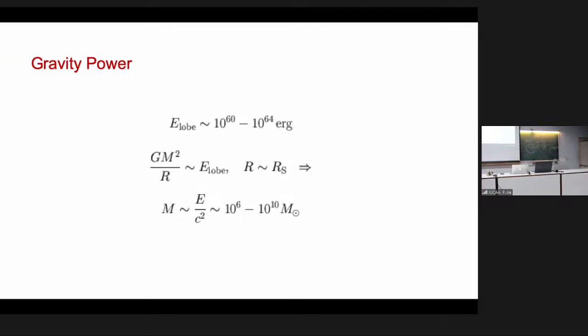Which means that if you want to extract so much energy, there will be ash which is formed. Like when you fuse hydrogen, the ash is what? Helium. When you fuse it, the ash is helium. And then the mass of the ash becomes extremely large, and the gravitational energy becomes so large that the nuclear energy does not matter.